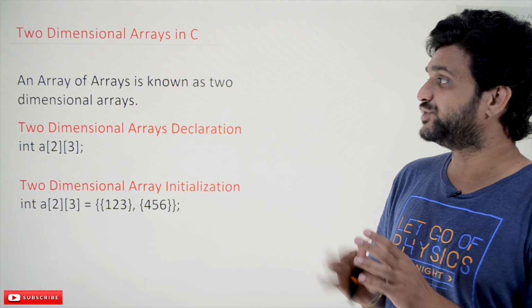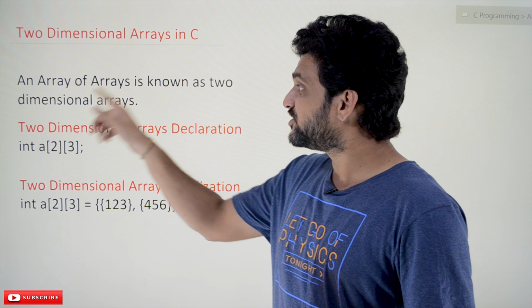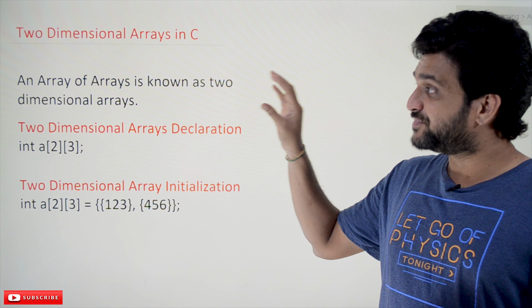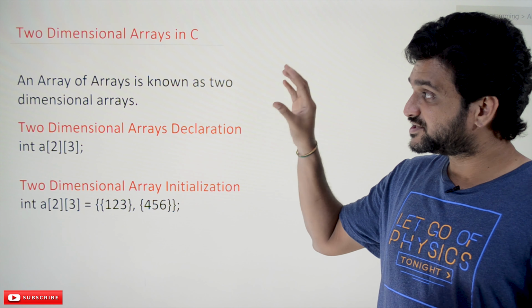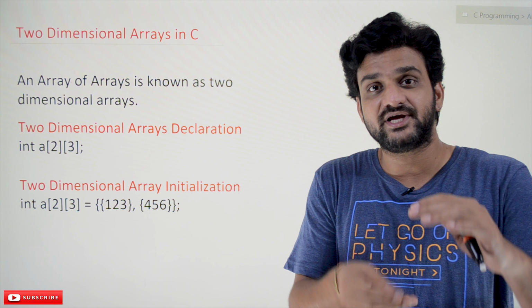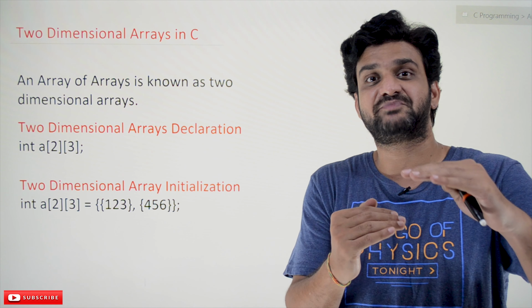What is meant by a two-dimensional array? An array of arrays is known as a two-dimensional array. It looks very simple, but understanding this concept is a bit complex. So our suggestion is to watch this video as many times as possible until you get clarity, and we are going to deliver this concept very slowly and try to make it as simple as possible to get a clear understanding.